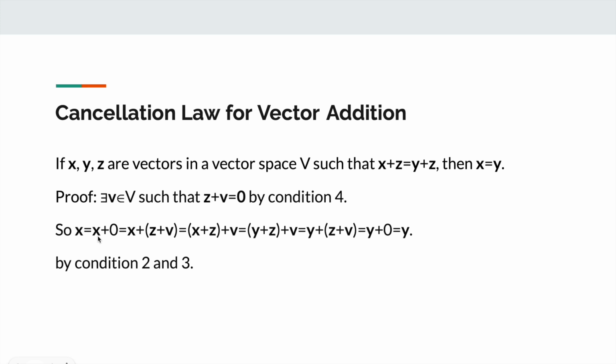So vector x equals x plus 0, or here should be a zero vector, I made a typo here, equals x plus bracket z plus v, equals bracket x plus z, plus v by associativity, equals bracket y plus z, plus v, equals y plus bracket z plus v by associativity, equals y plus zero vector, equals vector y. Here should be a zero vector. I made a typo here.